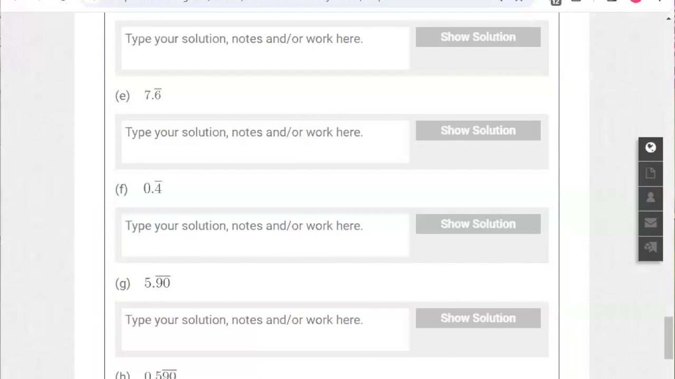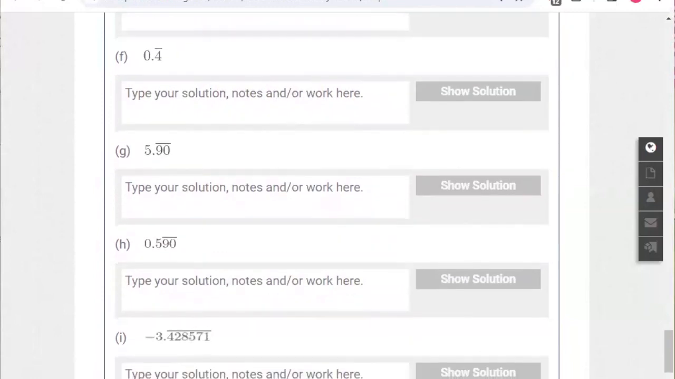Emily. G. 5.90 repeating. All right, tell me. So you can multiply by 100. Times it by 100. What are you going to get? 590.90 repeating. Why are you happy with this?